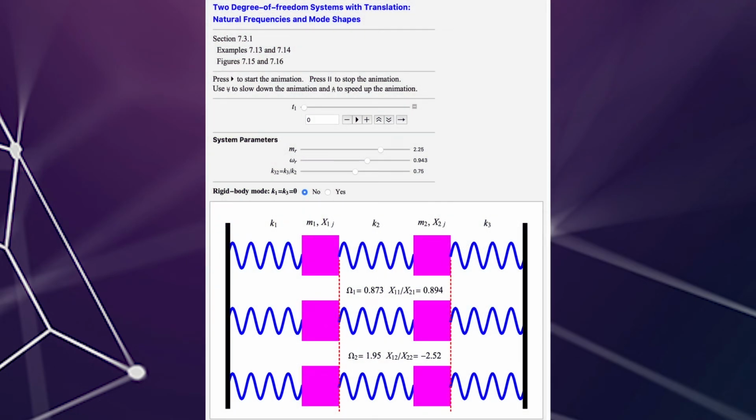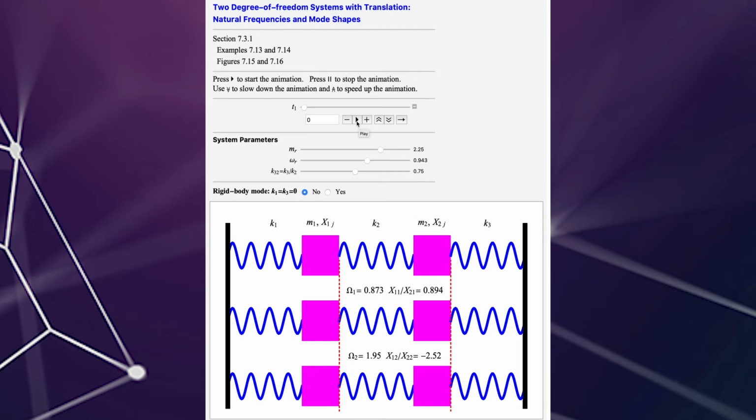The fourth interactive graphic is from Chapter 7 and is used to display the natural frequency coefficients and animate the mode shapes associated with the first and second natural frequencies of a translating 2 degree of freedom system. The variations of natural frequency coefficient and associated mode shapes with respect to the natural frequency ratio and the mass ratio can be explored.